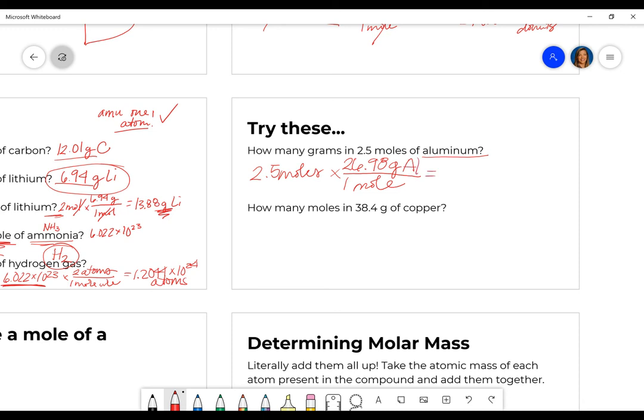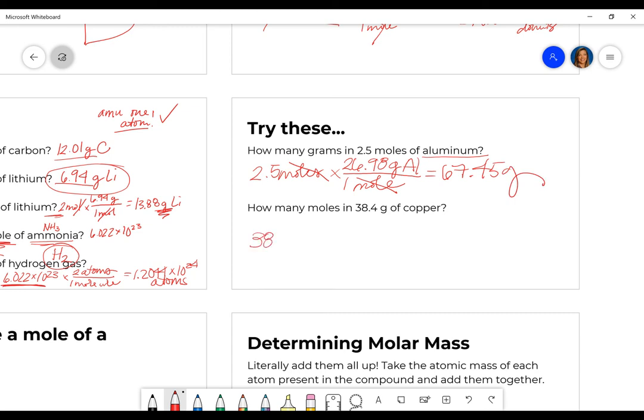Okay, look at how we have it set up. Moles are going to cancel. 2.5 multiplied by 26.98. That makes sense because every mole weighs 26.98 grams. We have 2.5 of them. So it makes sense that our number is 67.45 grams.